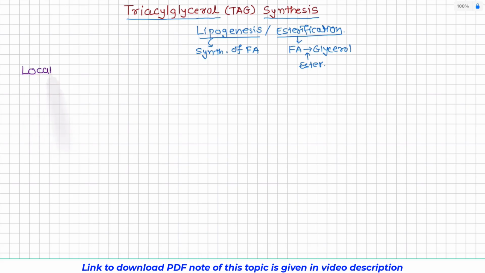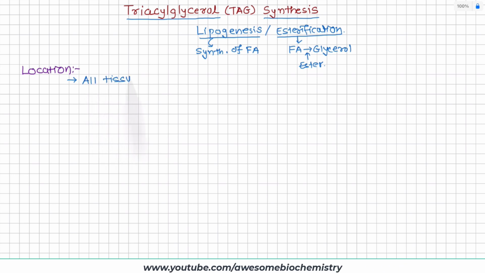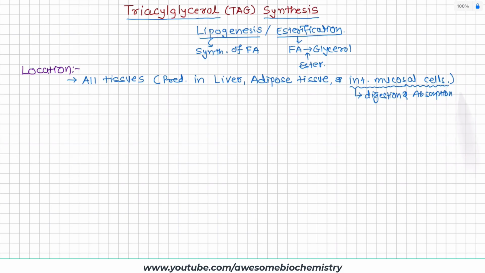Now, what is the location of this pathway? Triacylglycerol synthesis occurs in almost all tissues of the body. However, it predominantly occurs at three locations: the liver, adipose tissue, and intestinal mucosal cells. Synthesis in the intestinal mucosal cells was already covered in the previous video on digestion and absorption of lipids. So today I will focus on liver and adipose tissue only. Inside the cell, this pathway occurs predominantly in the endoplasmic reticulum, with only a very minor amount synthesized in the mitochondria. Now let's look at the structure of triacylglycerol.